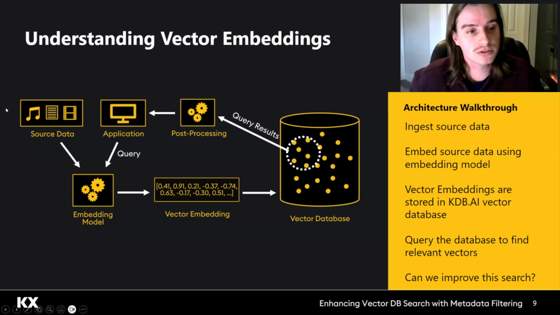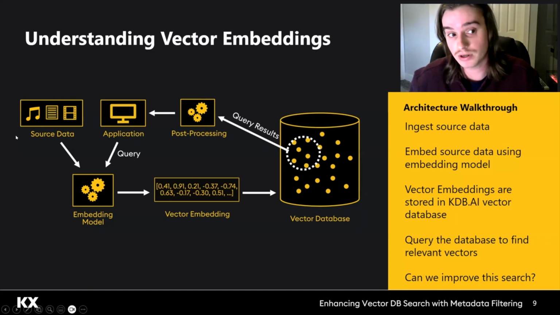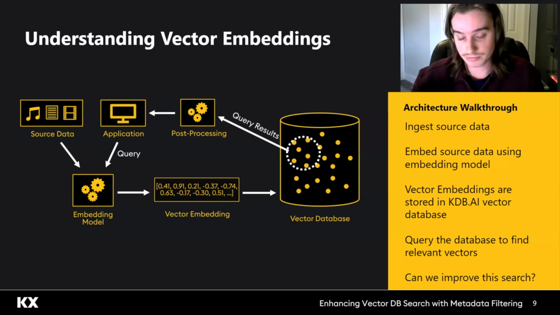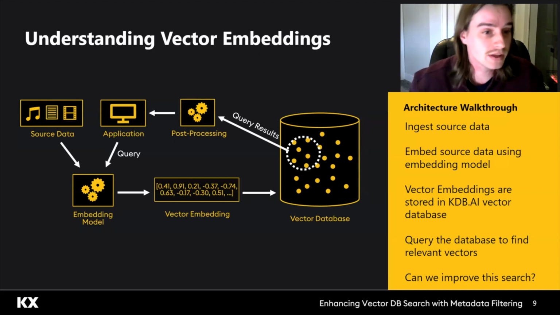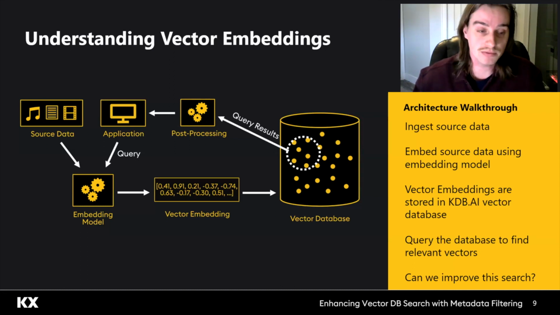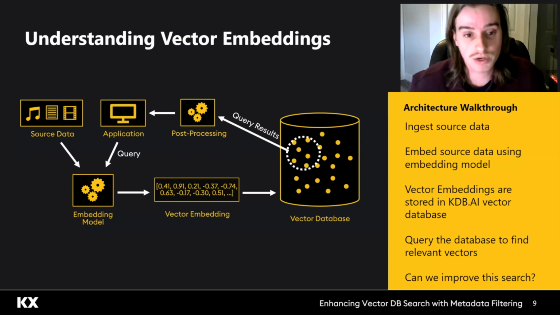If we start over on the left here, we have our source data. This could be really whatever data that you have. It could be text, audio, video, doesn't matter. And we want to be able to do some semantic or similarity searches on this data for a variety of different use cases: retrieval augmented generation, pattern matching, recommendation systems, and many other use cases as well.